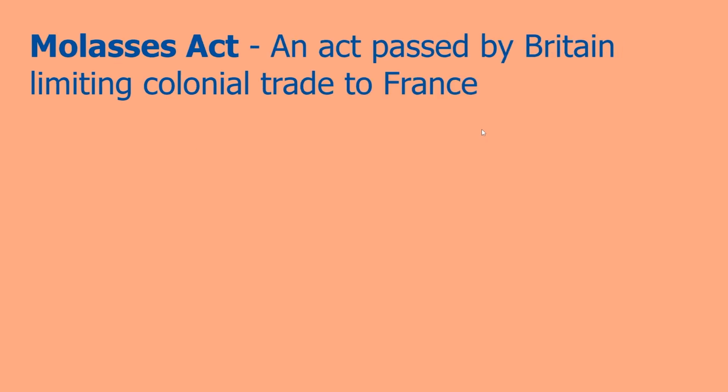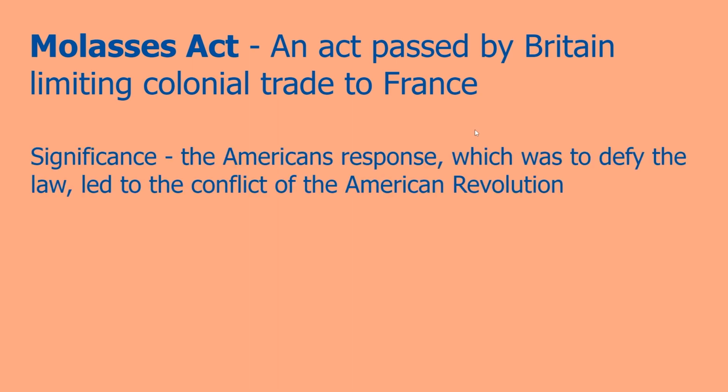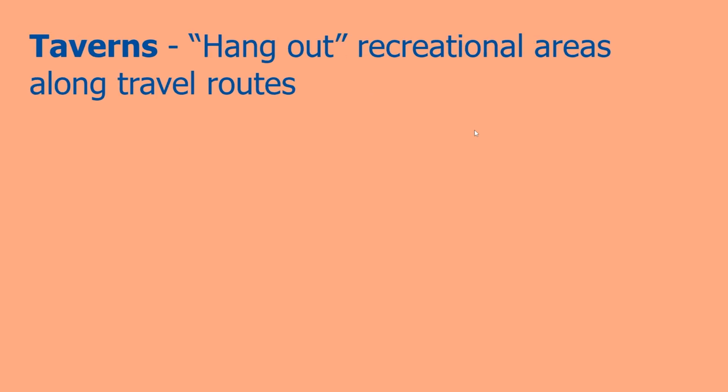The Molasses Act was an act passed by Britain limiting colonial trade to France, another act from the British Crown limiting what the colonists could do economically. The Americans' response, which was, of course, as always, to defy the British law, led to the conflict in the American Revolution. You can just loop this in with all the other acts that the colonists rebelled against.